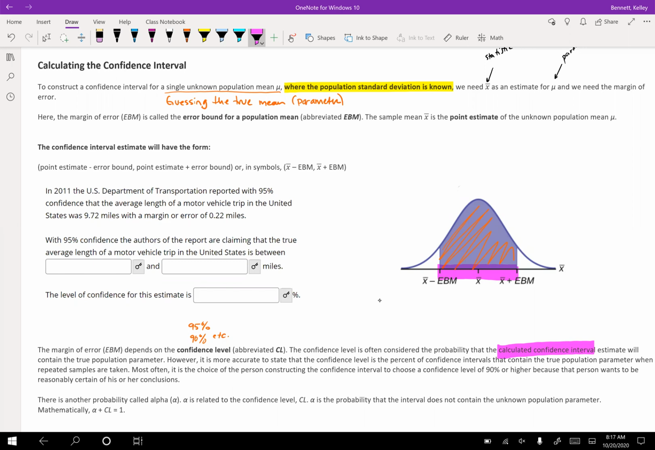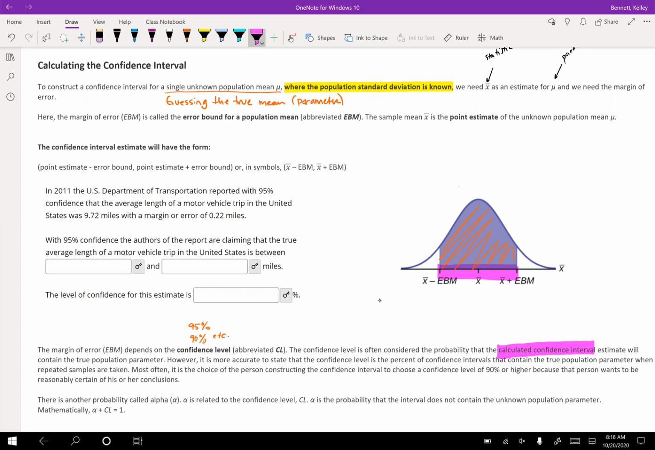Most of the time they're going to give us the confidence level that we want, but let's say you're a researcher, or doing a graduate level statistics project, or even a science project. Typically you are going to decide what your confidence level is. For the sake of elementary statistics, we're going to tell you what your confidence level is.